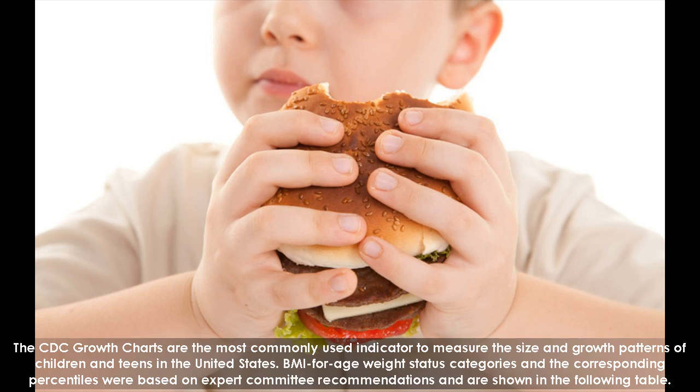The CDC growth charts are the most commonly used indicator to measure the size and growth patterns of children and teens in the United States. BMI for age weight status categories and the corresponding percentiles were based on expert committee recommendations and are shown in the following table.